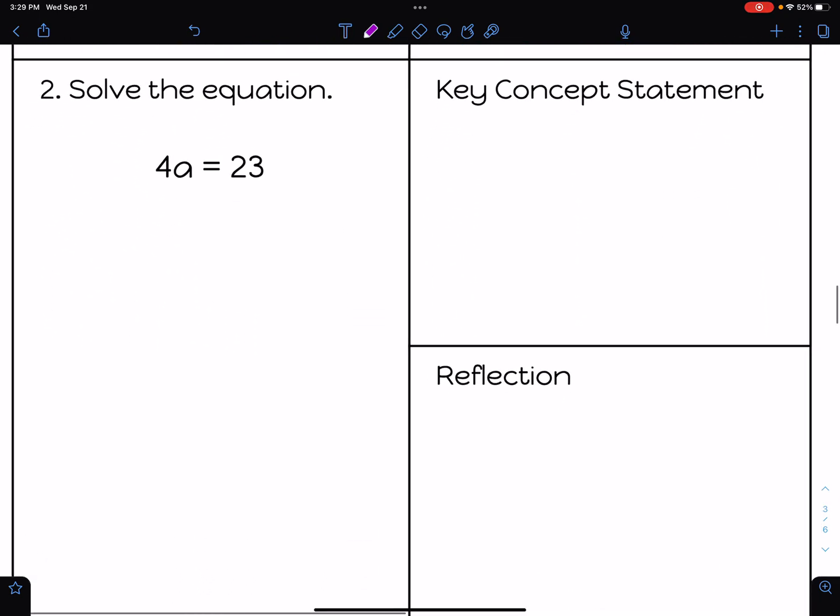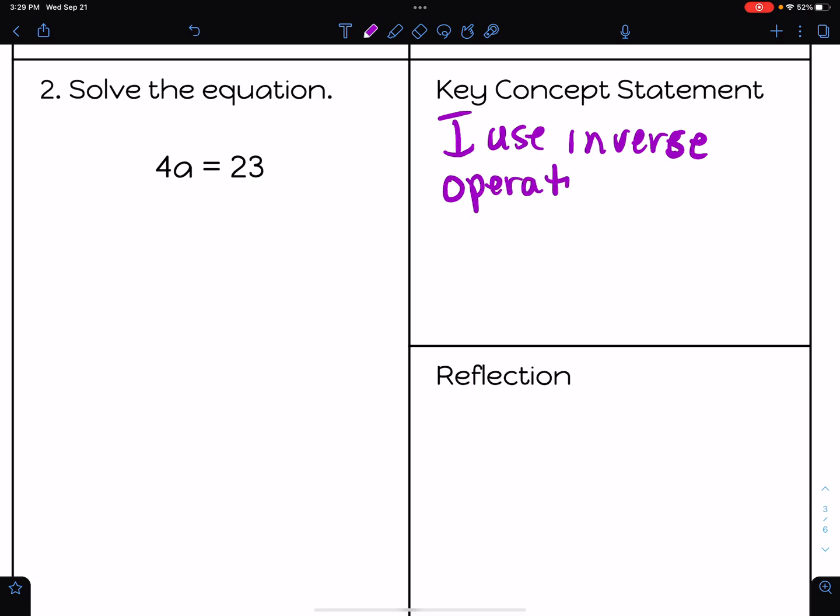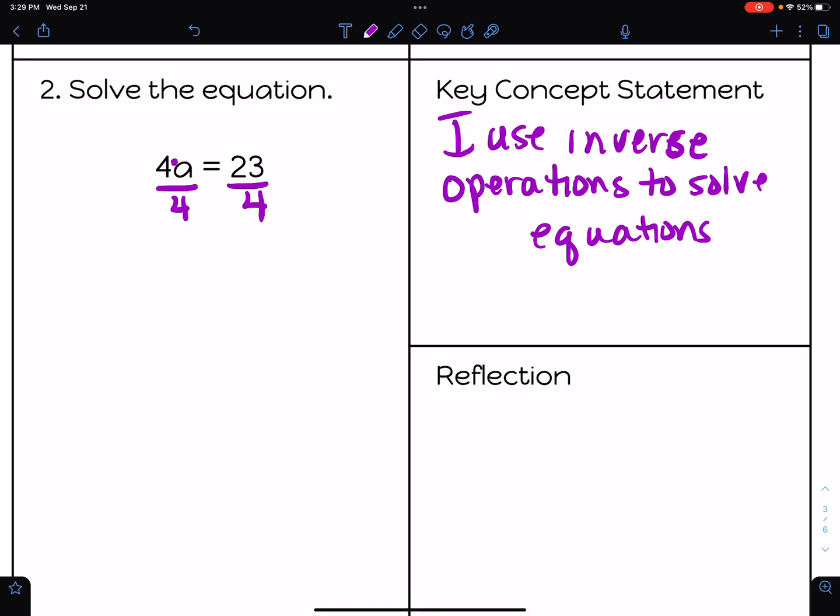Key concept statement: I use inverse operations to solve equations. So in this case, this is 4 times A. I put that little dot to indicate that. So I'm going to divide both sides by 4. And remember, a fraction is just division. So 4 divided by 4 cancels and goes to 1. So I put down my A.